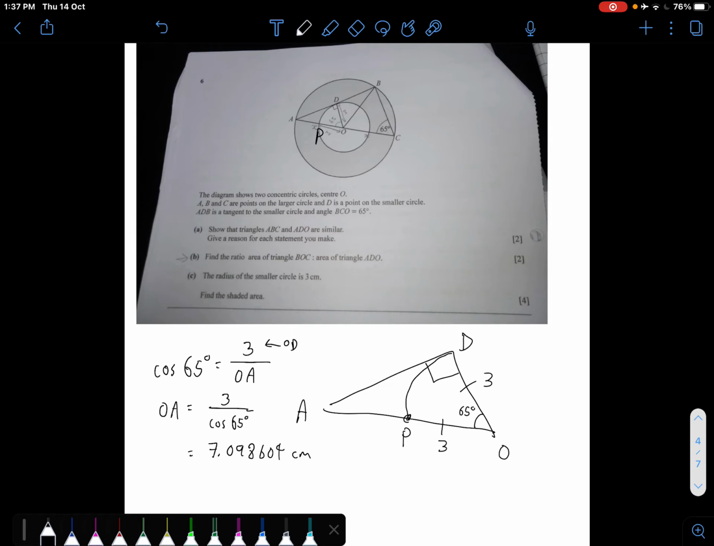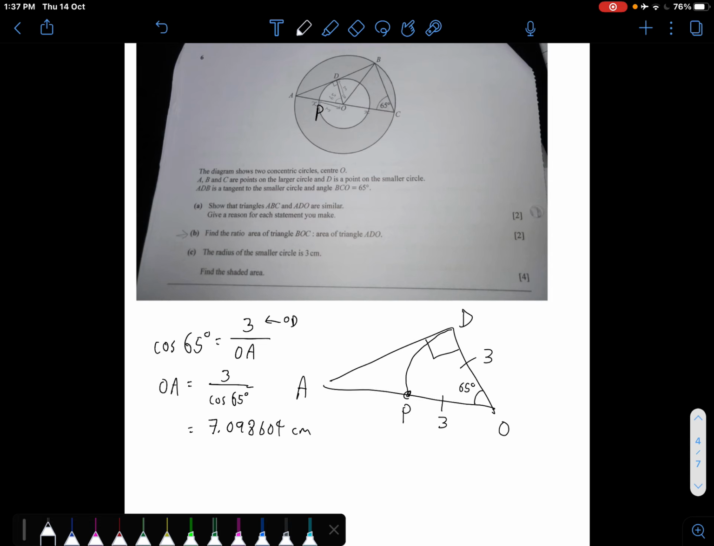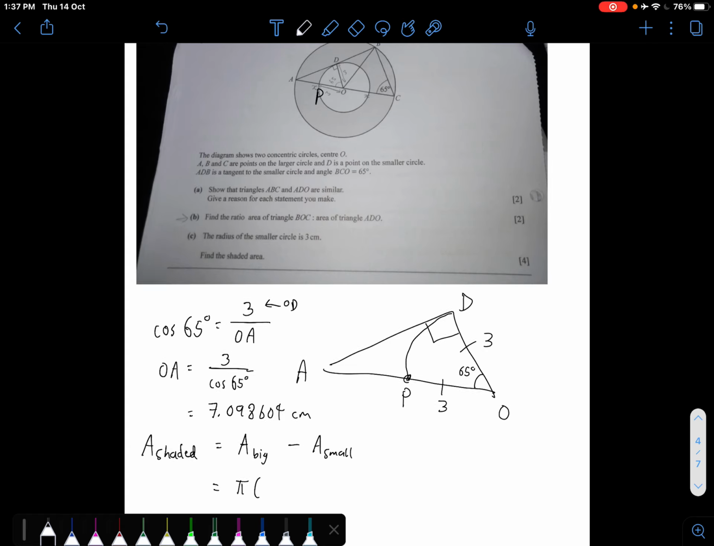So now we are done. We essentially solved the question. We just need to present it formally. So area of shaded, I'll just write all in one line. It will be equal to area of the big circle minus area of the small circle. So what's the area of this big circle? It's just pi r squared, but the radius we know it's OA.